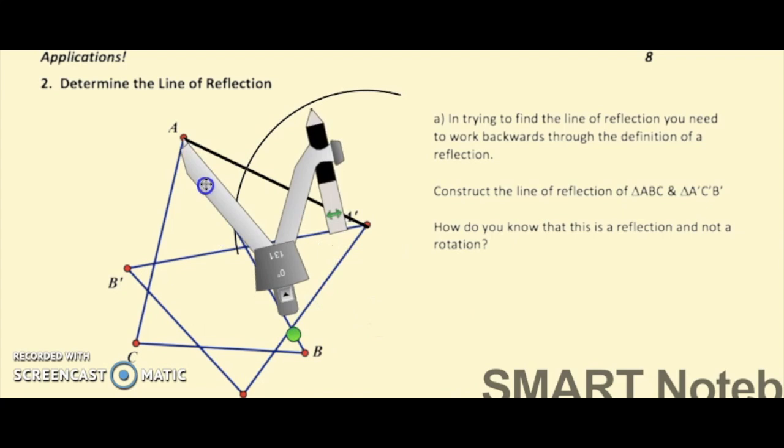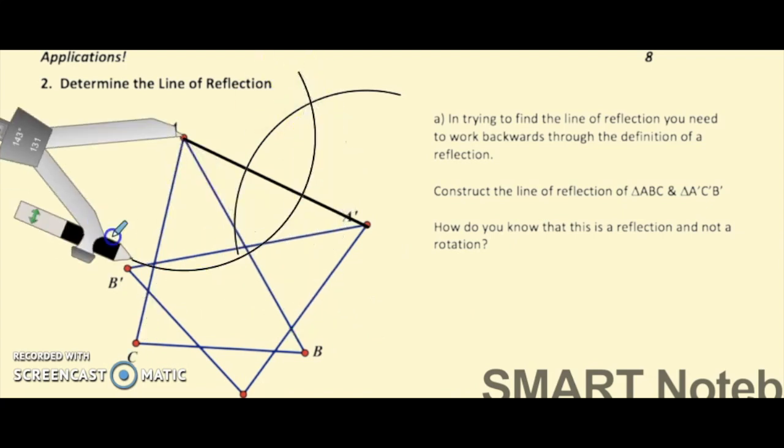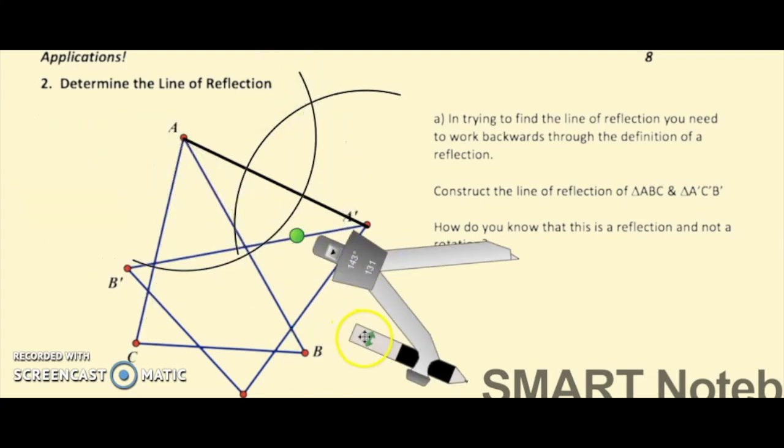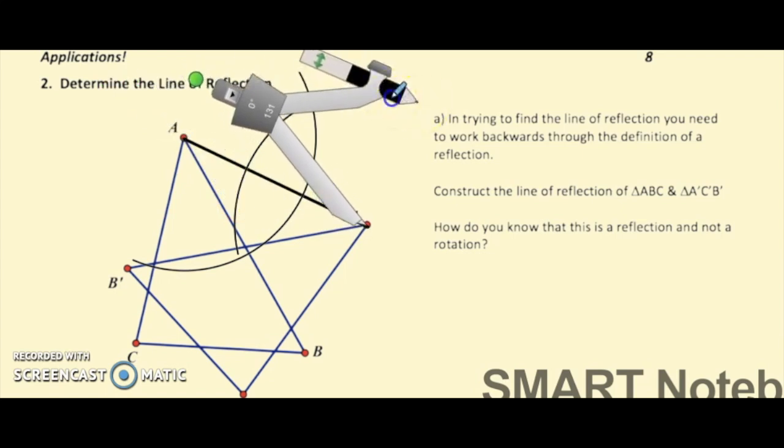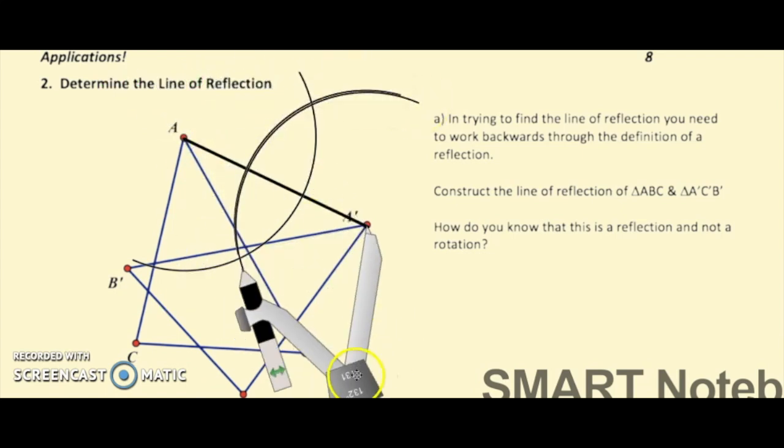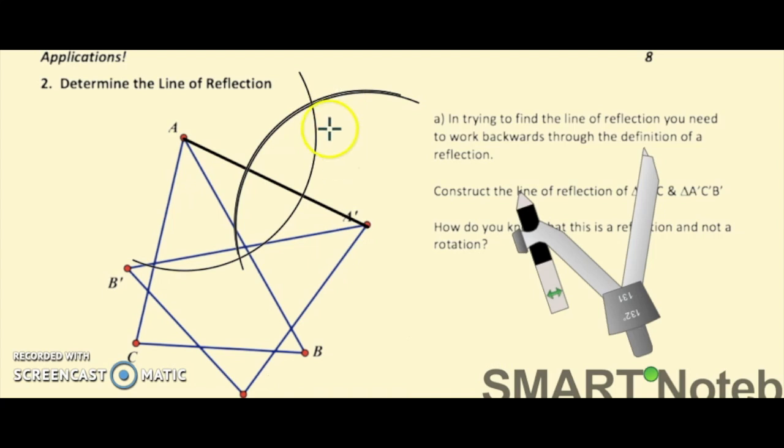So we're going to put our compass on one endpoint, make sure it's open more than halfway, repeat the process, and then we are going to connect those. Now I need to make sure that those are actually intersecting, and then this will be our line of reflection. Use your straight edge to connect those.